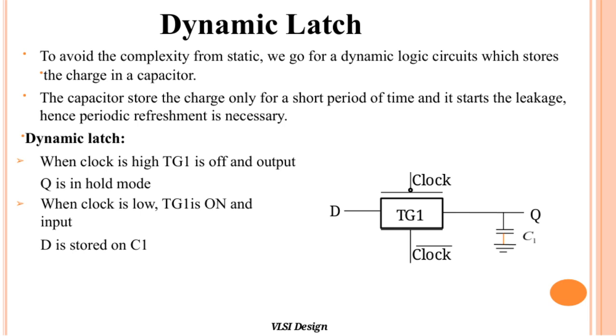Looking at how a dynamic latch works, when the clock signal is high, the transistor TG1 is off, and the output Q maintains its current state in hold mode. Then, when the clock signal goes low, TG1 turns on, allowing the input D to be stored on the capacitor C1. This process of alternating between hold and store modes is controlled by the clock signal, ensuring the data is captured and maintained dynamically in the circuit. This approach is crucial for VLSI design because it reduces complexity while still effectively storing dynamic data for short periods, making refresh cycles a key part of maintaining reliable operation.